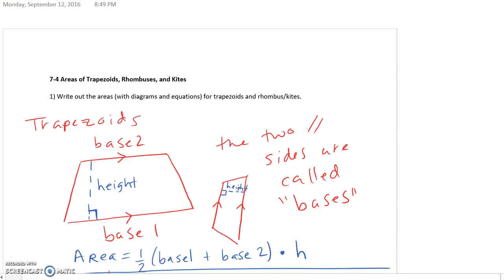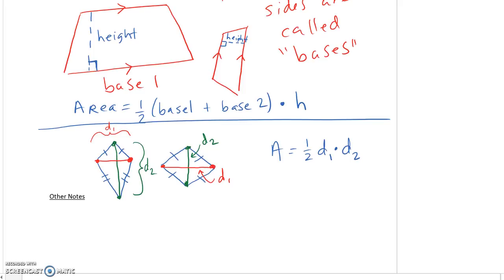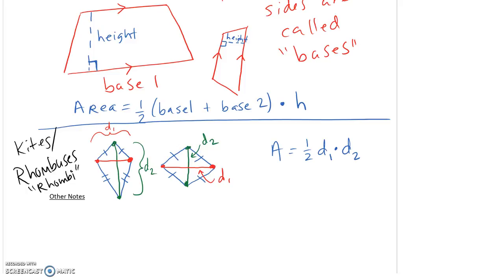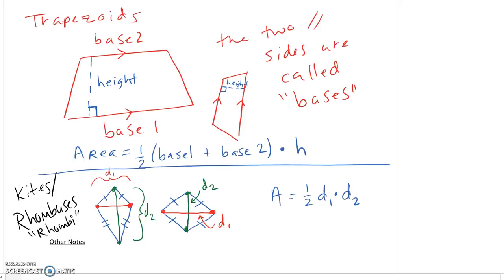The area of the trapezoid with a diagram, and the area of, I should label this, these are kites and rhombuses, or you might hear me call them rhombi. That's the way you're supposed to actually pluralize a word that ends in US, with an I. Like radius, radii, octopus, octopi, rhombus, rhombi. So the area of kites and rhombi is half of the product of the diagonals. Area of the trapezoid is half the sum of the bases times the height.